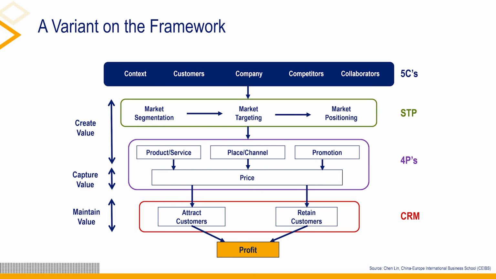Here is a variant of the framework presented earlier. This is used by Professor Shen Lin of the China European International Business School in Shanghai and an alum of Emory's PhD program. The first 3 rows are identical to what we discussed earlier, 5 C's, STP, and 4 P's. An important additional component is what she calls CRM. It describes how the firm is maintaining value through its customer acquisition or attraction efforts and customer retention strategies.